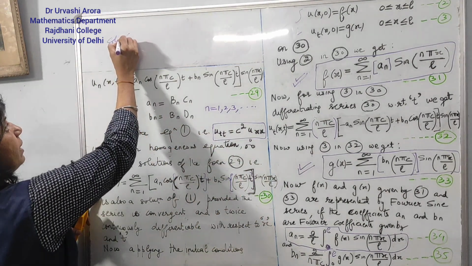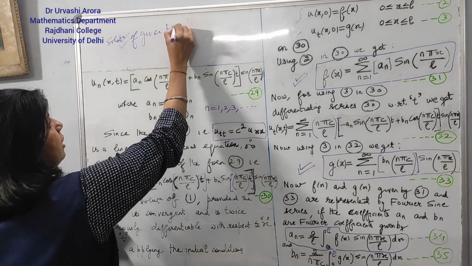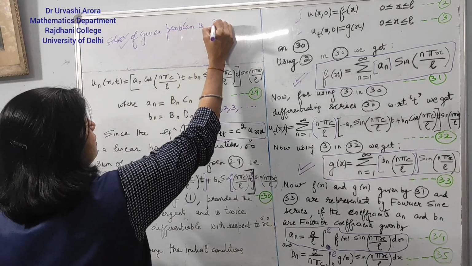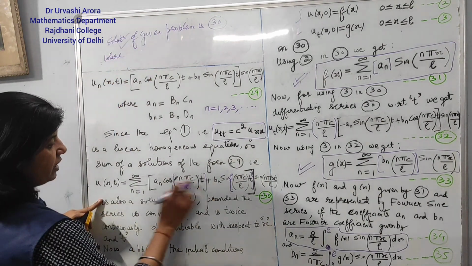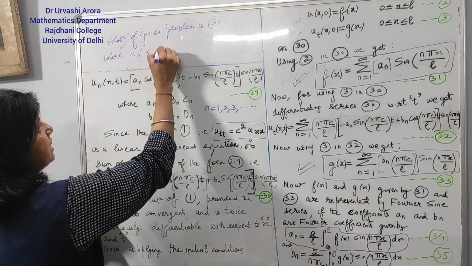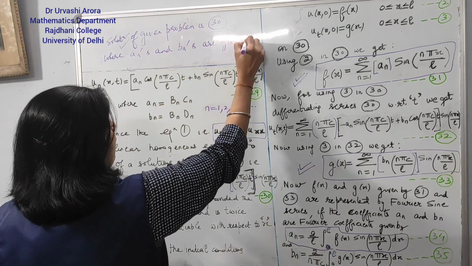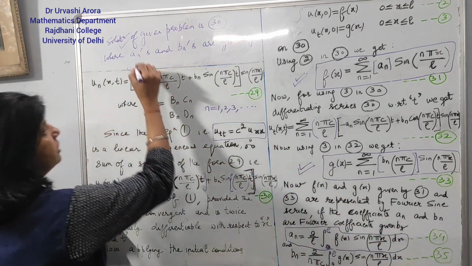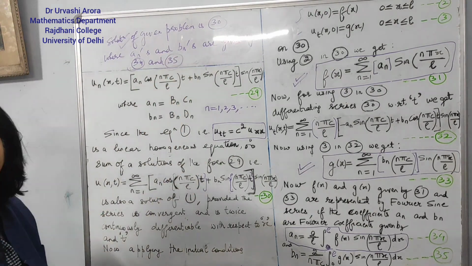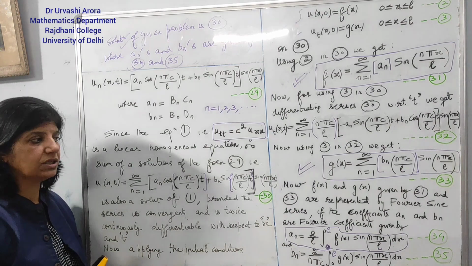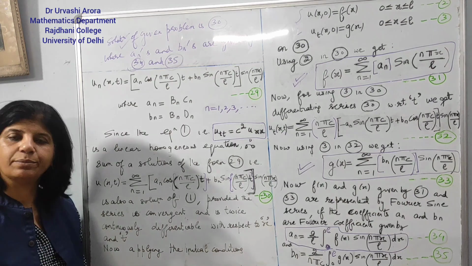So the solution of the given initial boundary value problem is given by 30, which is a series solution, where the arbitrary constants a_n and b_n are given by these two equations 34 and 35. So this solution, which is in the form of a series solution, has been obtained using the method of separation of variables. So that was all about the solution of the problem of vibrating string using the method of separation of variables.